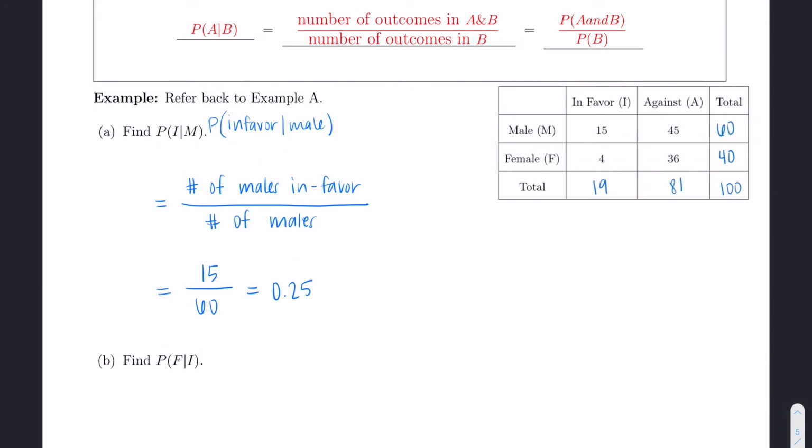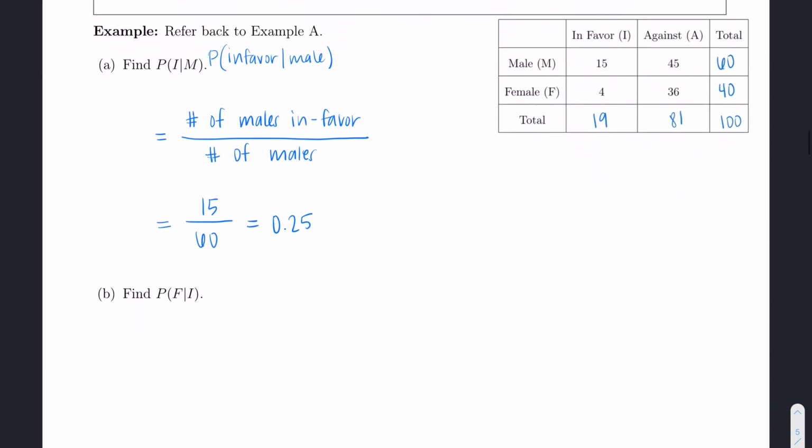And so now if I move on to part B of this example, it's asking us to find the probability that somebody is female given that they are in favor. And so in my bag of people, in my bag of 100 employees, I'm going to remove all of the people that are against this. And so my new total is now going to be the number of people that were in favor, right? And so that's going to be this 19 right here.